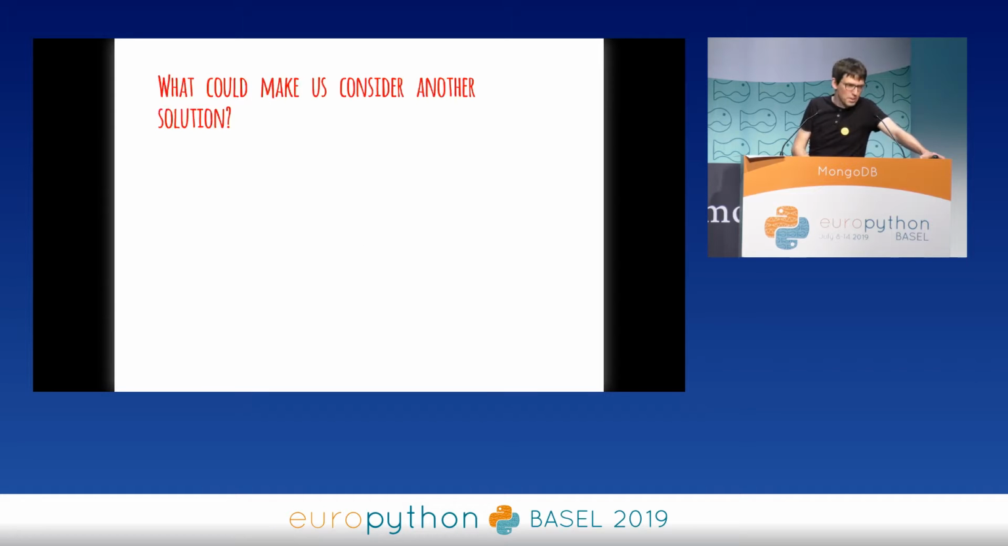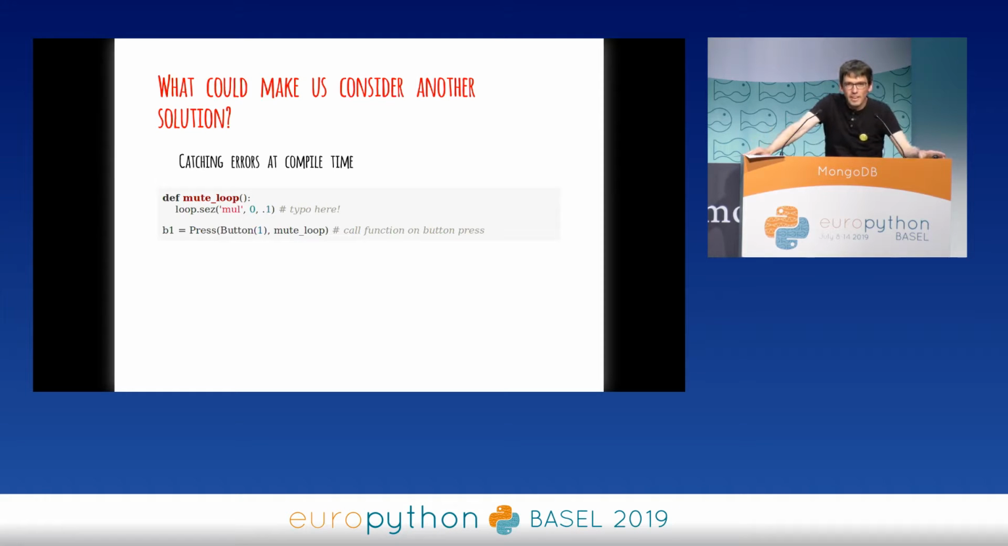Now, maybe an interesting question would be, we are very happy now with this Python Pyo solution, but what could possibly make us consider another solution? I can see two places where I'm not completely satisfied and I would consider changing. The first one is catching errors. If you see this code here, I have a callback that will be called when I press a button on my foot controller. And as it happens, I made a typo in my callback code. I wanted to say loop set something, and I wrote something else.